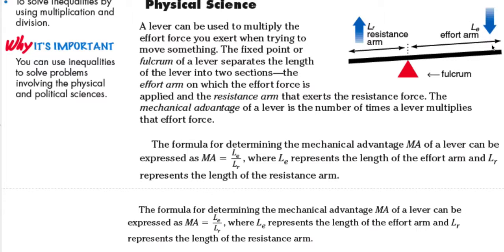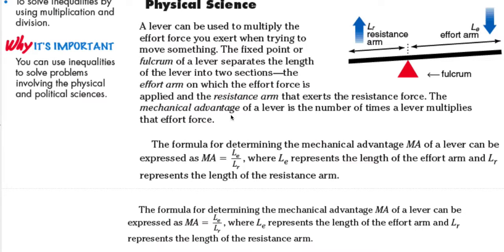Why is it called the effort arm? Because this is where you apply the effort, and the resistance arm because this is where the resistance is. In this case, the arrow represents the force being applied, which is down, and the resistance arm represents the force which is being applied after the effort force has been applied, which is up. So let's continue to take a look at this example.